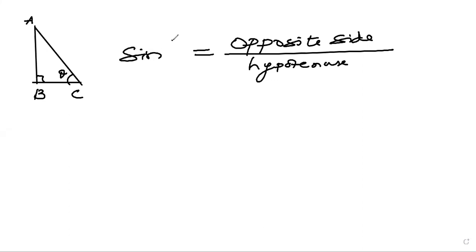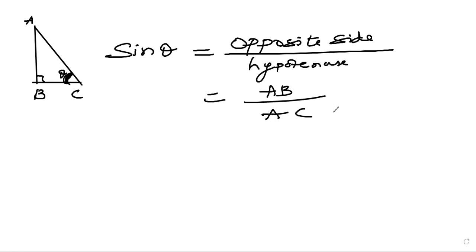sine of angle ACB, a three letter name. Or if you want you can also write sine of, suppose the measure of angle C is theta, Greek letter theta. Sine theta is opposite side upon hypotenuse. For theta, the opposite side, children, is AB, so naturally AB upon AC.